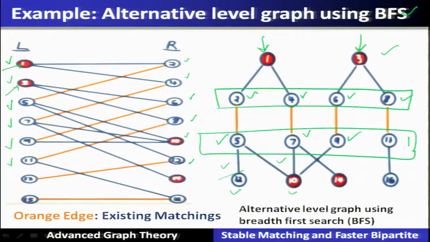12 is already saturated, so it is useless. Useless in the sense it is not going to identify an augmenting path. This will identify an augmenting path in this particular level.